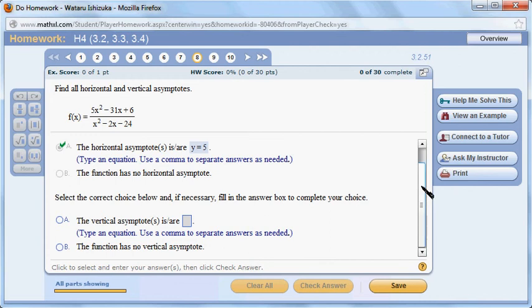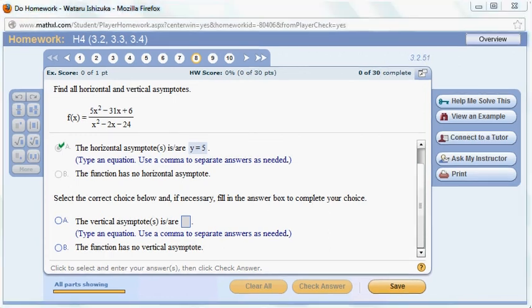Here's the next question. We want to find the vertical asymptotes, so let's do that. In order to find the vertical asymptotes, we need to first factor the numerator and the denominator.